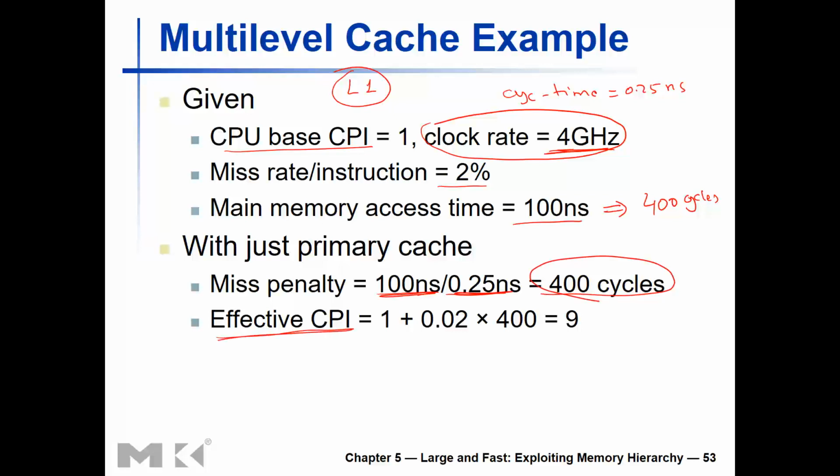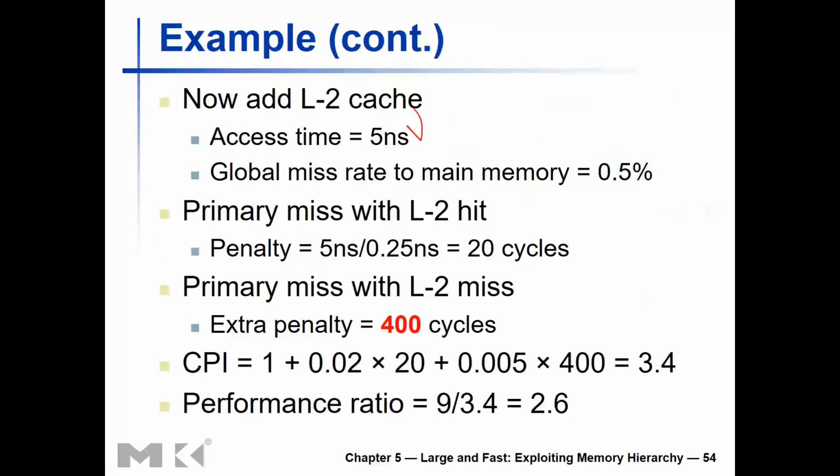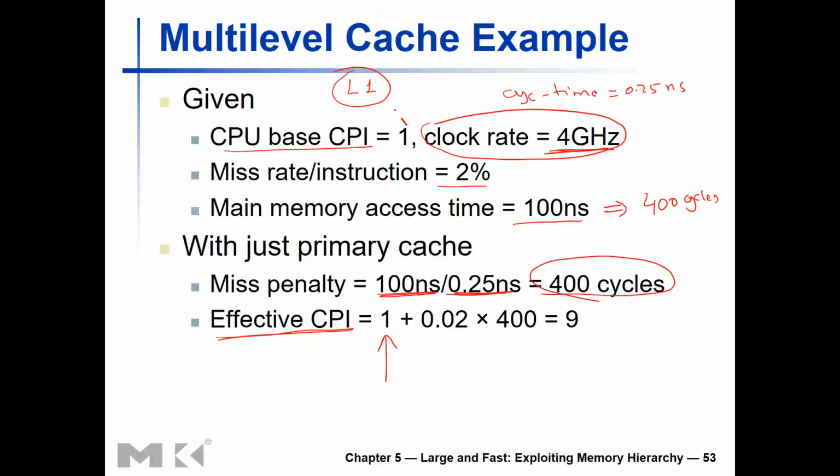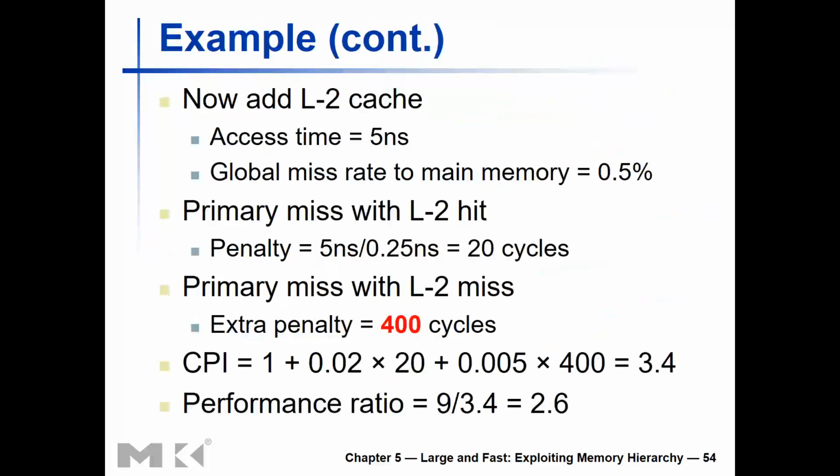What is the effective CPI? Well, the effective CPI, we add the ideal CPI, which is 1, plus what? The miss rate, which is 0.02 times the miss penalty, and you get a 9. Now, this is assuming only one level of cache. Let's add in another level. So here we will add what?